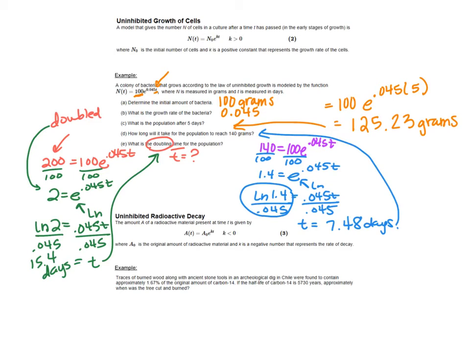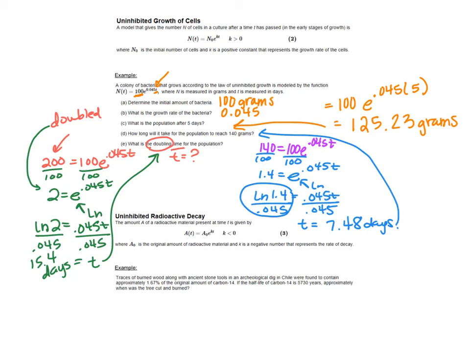So the only difference here is that my constant should be negative. I'm going to solve everything else the same way. I'm going to be able to identify where the initial is, the final amount, the constant, the time, everything. The placement is the same. It's just that constant is a negative instead of a positive. All right. So let's look at this example.